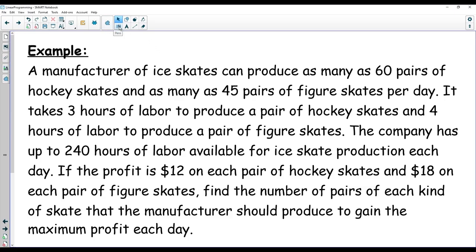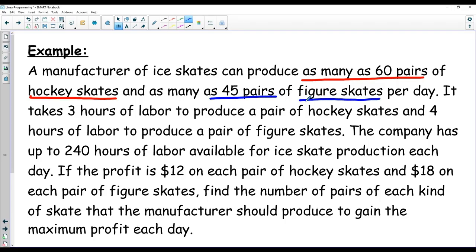We have a manufacturer of ice skates that can produce as many as 60 pairs of hockey skates and 45 pairs of figure skates. So we have two different kinds of skates that this manufacturer produces, hockey and figure skates. We know that we can produce as many as 60 pairs of hockey skates, and as many as 45 pairs of figure skates.